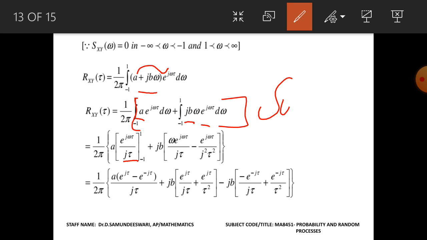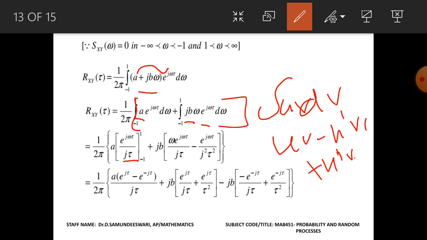It is of the form integral u dv. By making use of the Bernoulli expression, that is u into v minus u dash v1 plus u double dash v2 and so on, I am going to use this formula and then integrate. So jb into uv: omega is u, and here it is dv, so we need to integrate it, then only we get v. The integration of e power j omega tau d omega is e power j omega tau divided by j tau, minus, next is u dash v1.